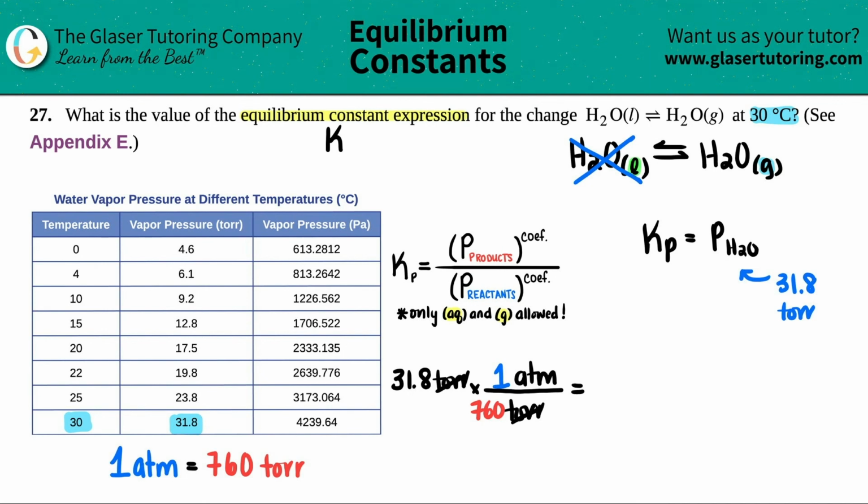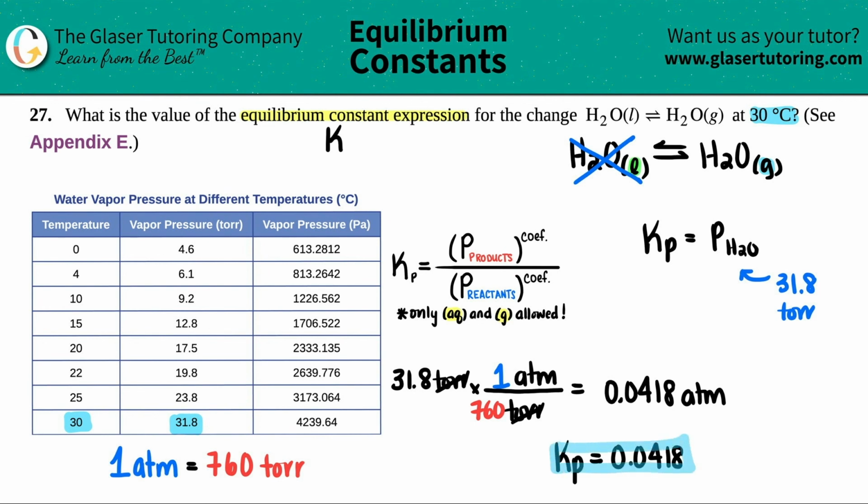And I'll keep it, I guess, at 2 sig figs. Doesn't really matter to me. Maybe I'll do 3 sig figs because there were 3 here. So maybe I'll say 0.0418. And that's now in atm. That's the number that goes here. And the Kp equals that pressure value. So the Kp would just equal 0.0418. You do not include units for the Kp.